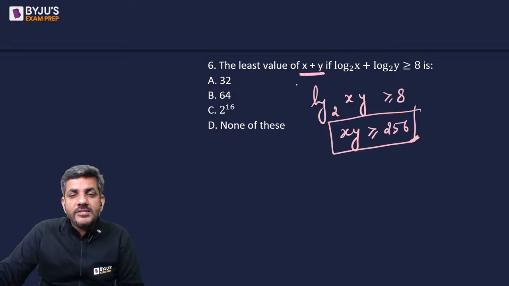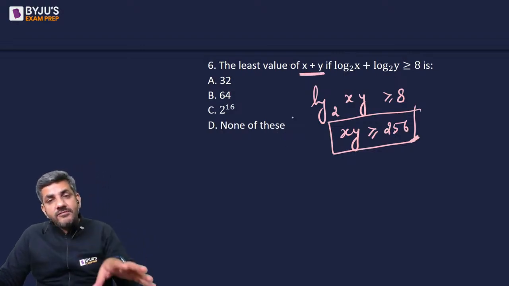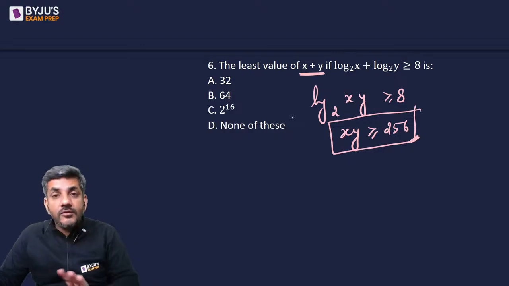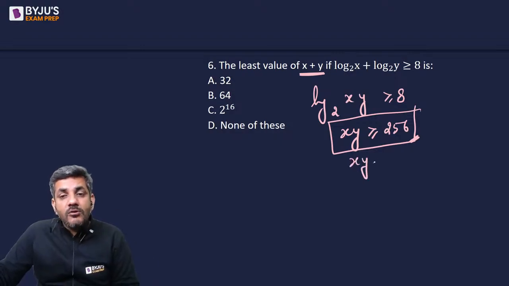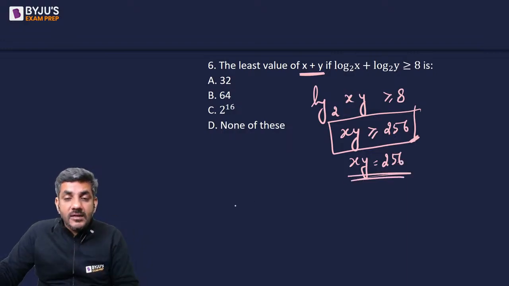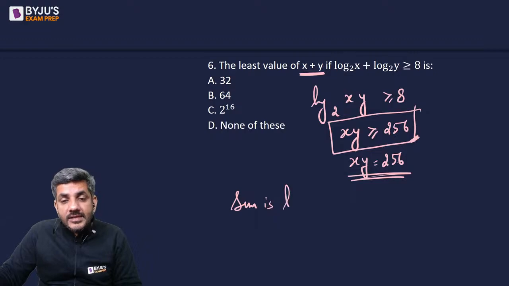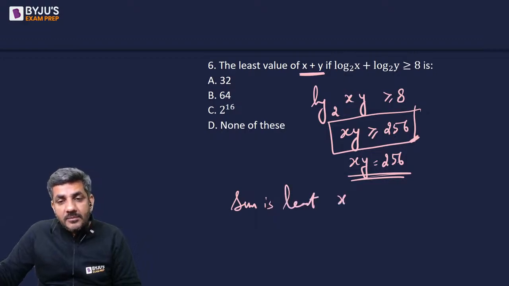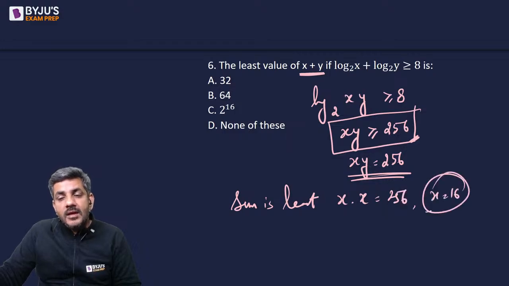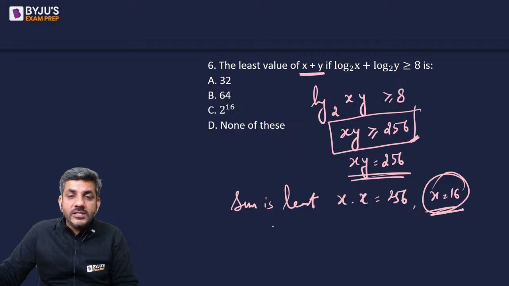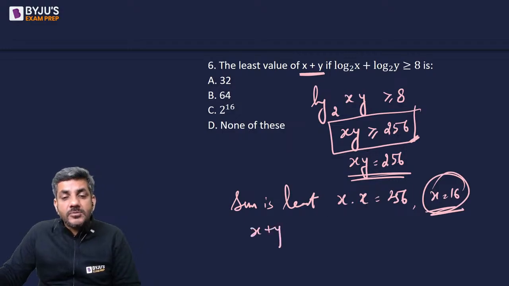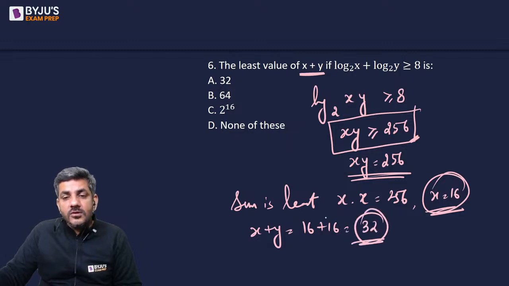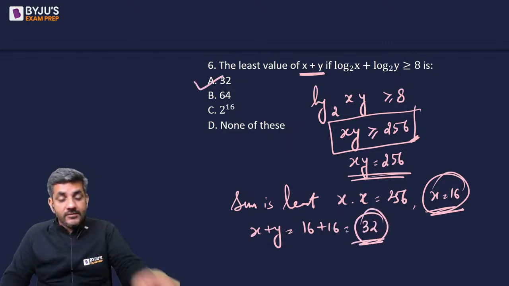We have to find the least value of x plus y. Can I say the least value of x plus y would be there when least value of xy would be there? So the least value of xy will be 256. And if product of two numbers is given, their sum is least when they are equal. That means if I keep both equal, then both values will be 16. X is equal to 16, y is also 16. So the least value of x plus y is 16 plus 16, that is equal to 32. So first option is the right answer for us.